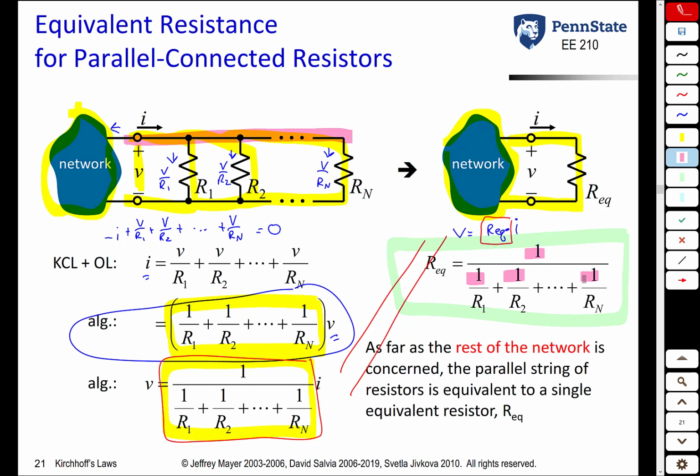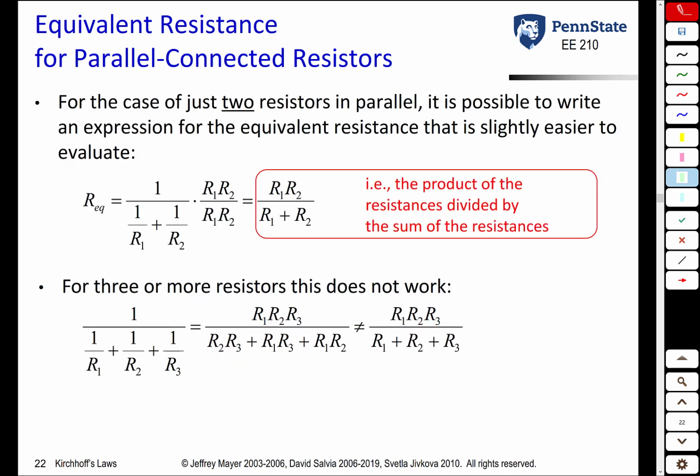So it's clear that resistors in parallel have a much more complicated equation than resistors in series. In series, you just add them up. In parallel, you have to take a whole bunch of reciprocals, then add them up, and then take a reciprocal at the very end. So it takes a little more work than resistors in series. Turns out that if you just have two resistors in parallel, the equation gets a little simpler. So two resistors in parallel, the equivalent resistance is the reciprocal of 1 over R1 plus 1 over R2. Let's multiply that by R1 R2 over R1 R2.